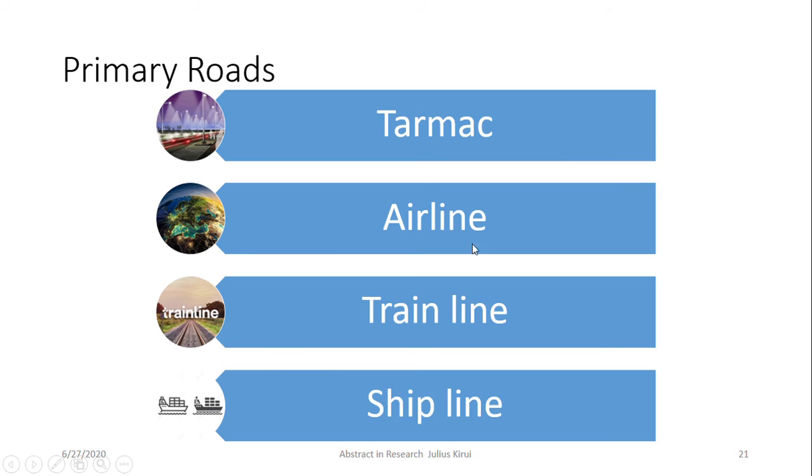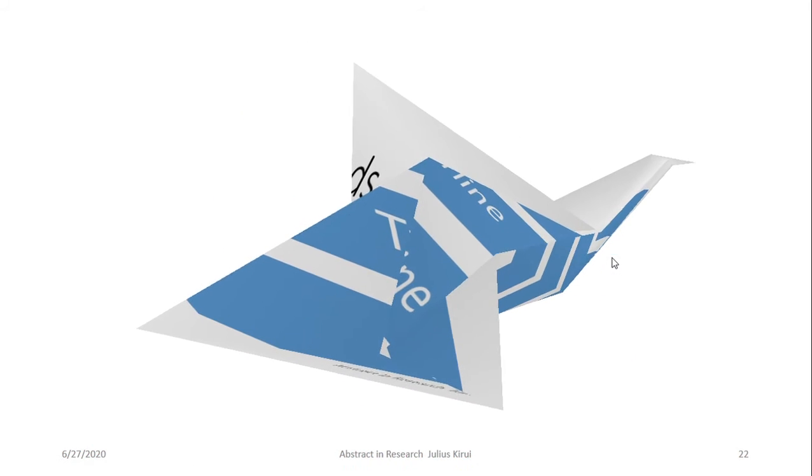Then we have airlines. These are part of roads, only that they are in the air. These are roads connecting different parts of the world, traffic in the world as far as airlines are concerned. Then we have the train line. Then we have the ship line. These are primary roads in the sea, on the land, and in the air. All this contributes to major roads in every country, in every continent, in the world.